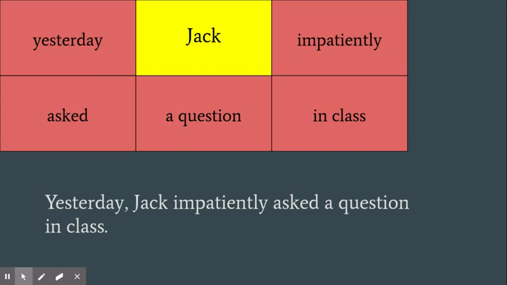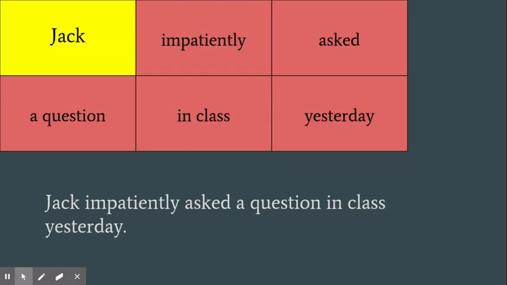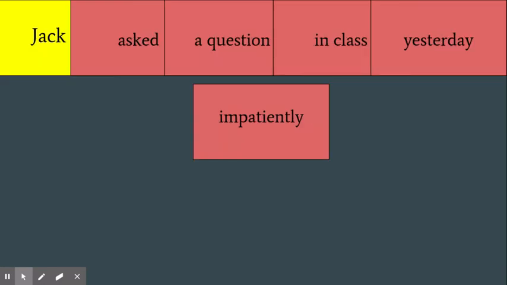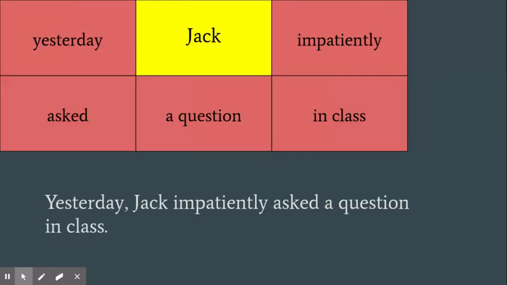Yesterday in class, Jack asked a question impatiently. But there are other ways we can do this, and sometimes we have to put a period or a comma in the sentence. For example, if we said yesterday in class, we would put a comma after class. So let's look at a few more examples.